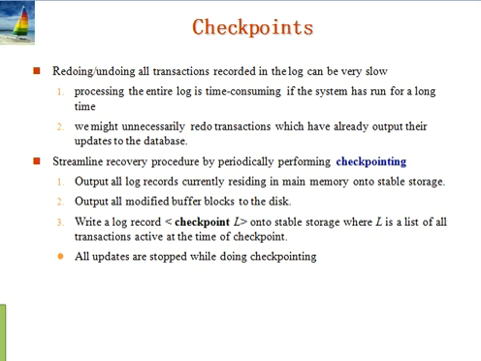The third one is what? Output onto stable storage a log record, that is a checkpoint L. So write a log record checkpoint L onto stable storage, where L is a list of all transactions active at the time of checkpoint. Here the transactions are not allowed to perform any update actions, such as writing to a buffer block or writing a log record, while a checkpoint is in progress. The presence of a checkpoint record in the log allows the system to streamline its recovery procedure. So this is about this.